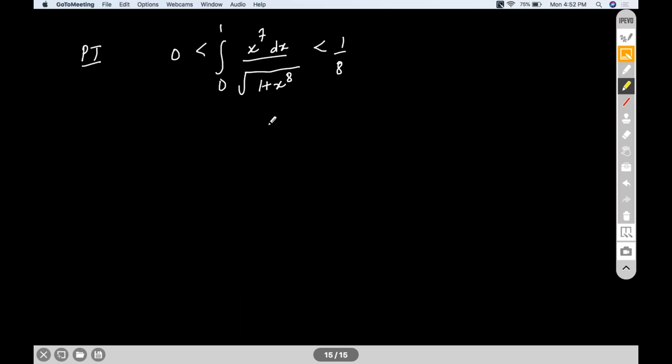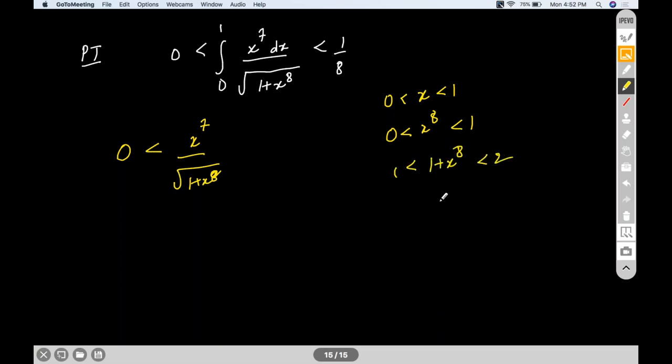Now let me solve this question because you'll get an idea. Of course, when you are between 0 to 1, all these terms are positive, right? So this function itself is a positive function, so I can say this will be greater than 0. Now, when x is between 0 to 1, x to the power 8 will also be between 0 to 1, because we have x to the power 8 in the denominator. So 1 plus x to the power 8 will lie between 1 to 2.